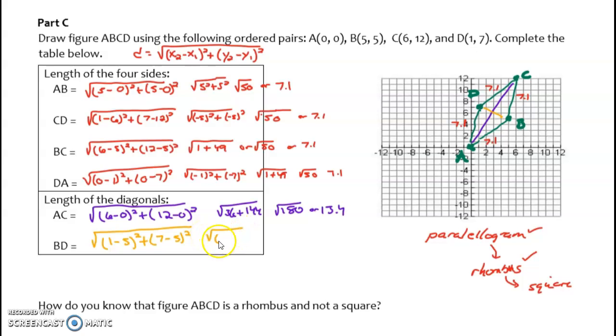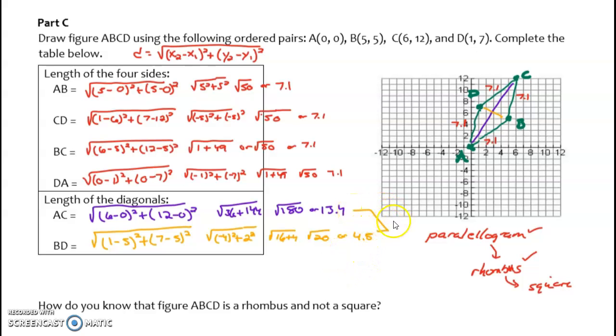1 minus 5 is going to be a negative 4. And then 7 minus 5 is 2. 2 squared. So 1 minus 5, negative 4 squared is going to be a positive 16. 2 squared is 4. So this is going to give you a square root of 20. And already you can see they're definitely not the same. What's the square root of 20? Finish this out. 4.5-ish. So these are definitely not the same.